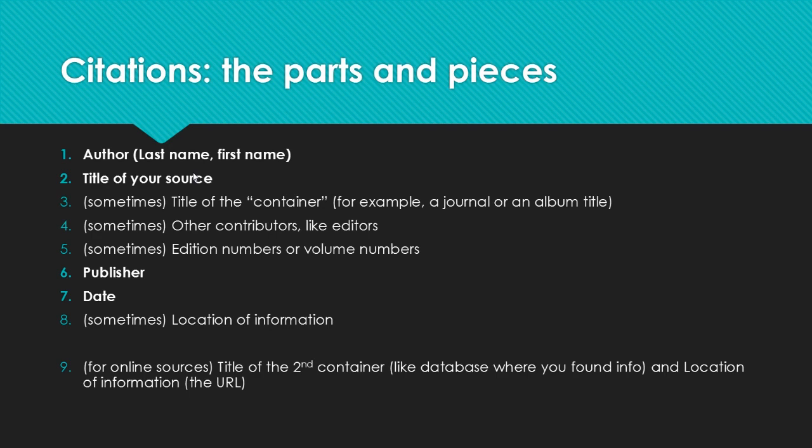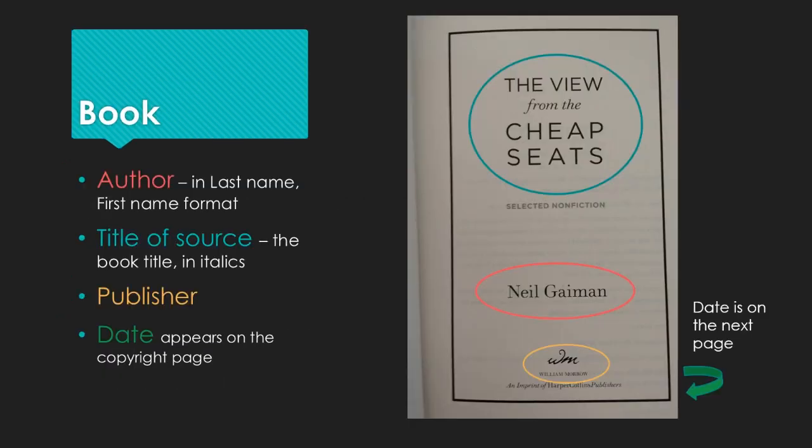So if you find an article in our database, in addition to saying who wrote the article, the title of the article, and the journal it came from, you also want to provide your reader that second container, which is what database did you go to find that information. We'll look at a couple examples and this will make a little more sense. Okay, so the book that we used in our example was by Neil Gaiman, called The View from the Cheap Seats. This is the first page of the book so that you know where to find that information.